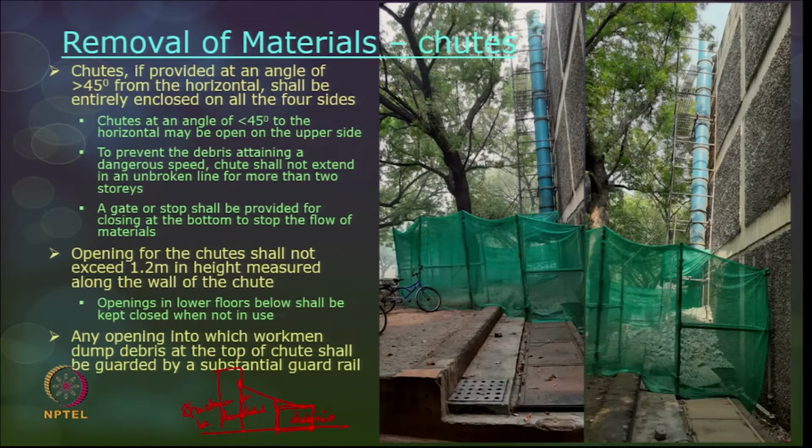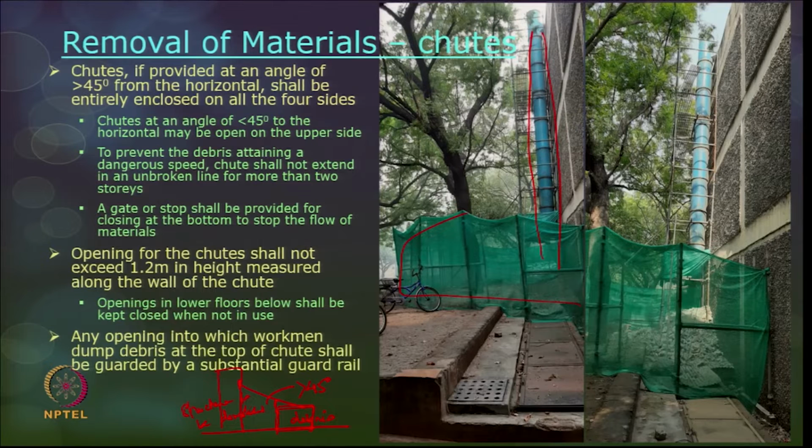So, if a chute is having more than 45 degrees, what happens is the slope is very steep, and as such it should be closed on the upper side also, on all four sides preferably. In this case it is a vertical chute, that is why it is fully closed, and the area is also put with a debris net, so that there is no fall hazard outside the particular area.